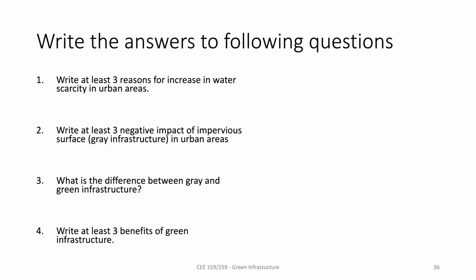Write at least 3 negative impacts of impervious surface. We explained that in class, or at least you saw some of the slides, so I want you to write those. This is just a wrap-up. What is the difference between gray and green infrastructure? We discussed it a little bit, but you can go back to that slide and the link and think of the differences. Write at least 3 benefits of green infrastructure. So these are the 4 different questions, as I said.